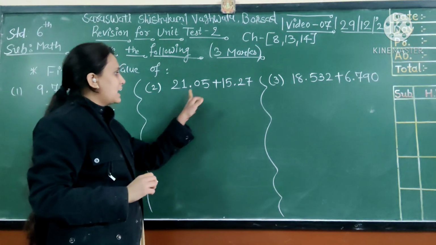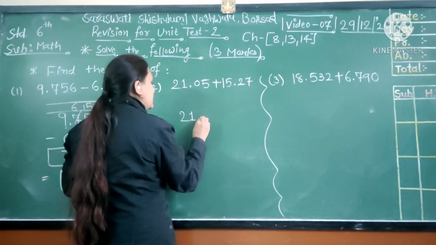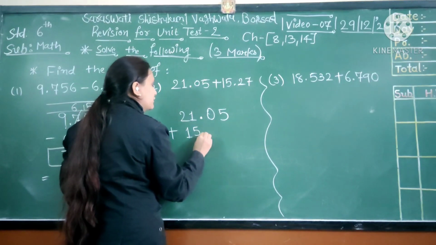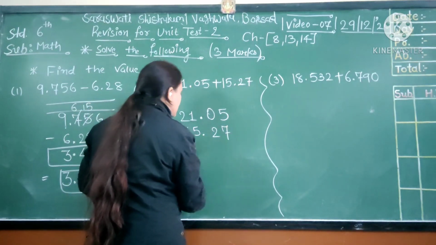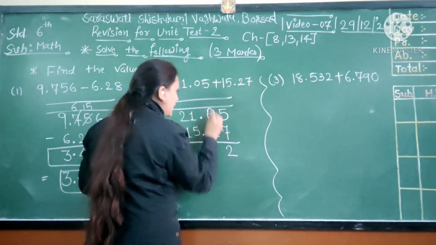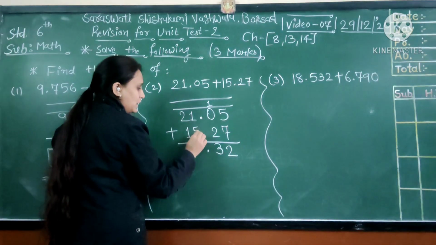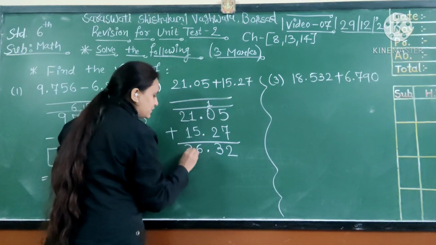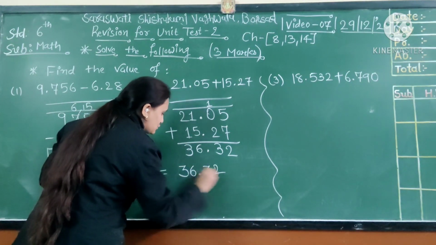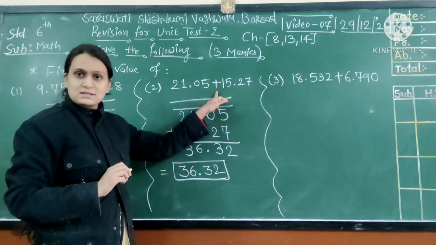Now let us see the second number. In the second number we have to add the decimal numbers. So let us start the addition. 21.05 plus 115.27. Now let us start the addition here. 7 plus 5 equals 12, carry over 1, 1 plus 2, 3. Decimal will be as it is. 1 plus 5, 6 and 2 plus 1, 3. So the answer of the addition is 136.32. Okay, so this is the second question which is addition.